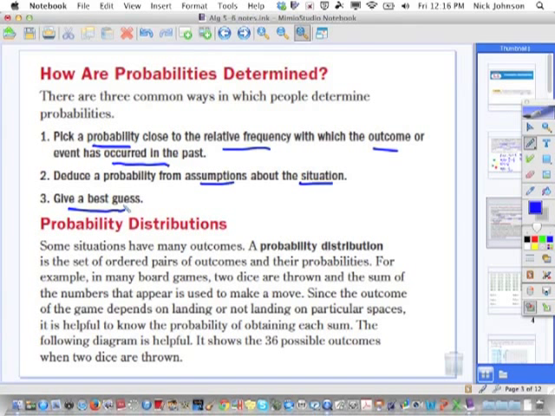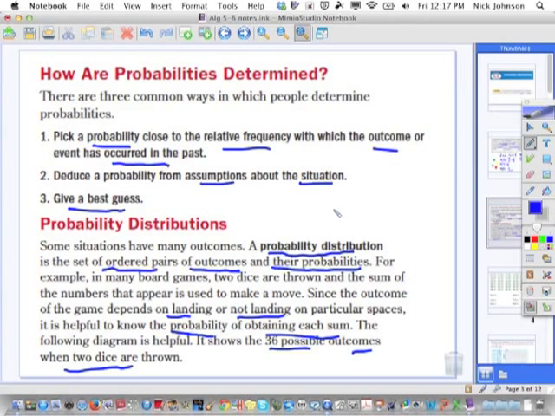Probability distributions. Some situations have many outcomes. A probability distribution is a set of ordered pairs of the outcomes and their probabilities. For example, in many board games, 2 dice are thrown, and the sum of the numbers that appear is used to make a move. Since the outcome of the game depends on landing or not landing on a particular space, it is helpful to know the probability of obtaining each sum. The following diagram is helpful because it shows 36 possible outcomes when 2 dice are thrown.